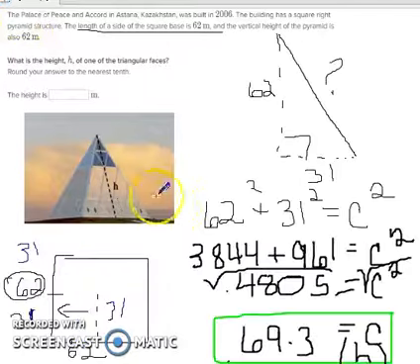Let's look back here. So 62 squared plus 31 squared is 3844 plus 961 equals c squared. c squared equals this. Take the square root of both sides. So c, and you can't really see this, this is a c, because in a Pythagorean theorem you have a squared plus b squared is c squared, but that c is that h right there. So h should be 69.3. It said round your answer to the nearest tenth.